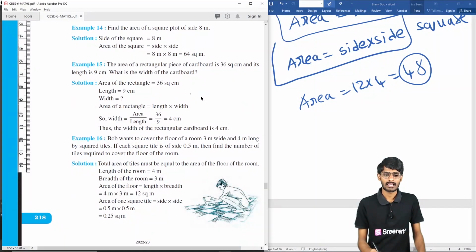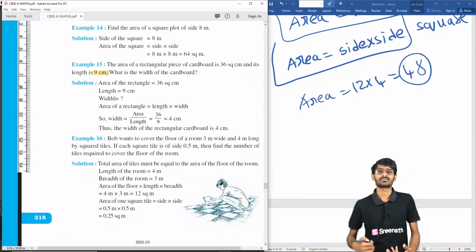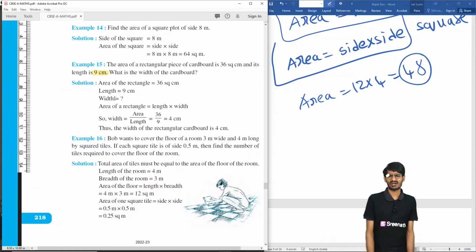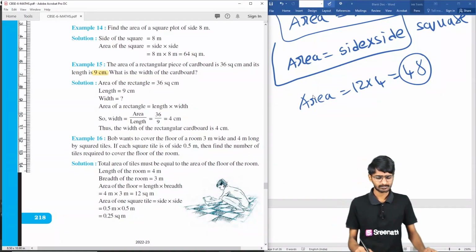I'll explain this one. The area of a rectangular piece of cardboard is 36 square centimeters. They have already given the area, and its length is 9 centimeters. They have given the length also, but they are not giving the width or the breadth. How to find it?